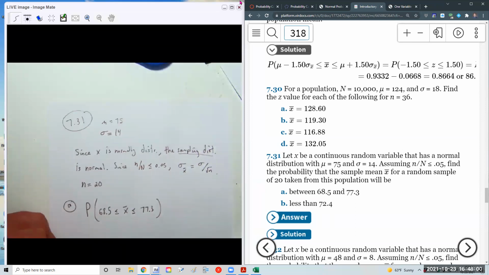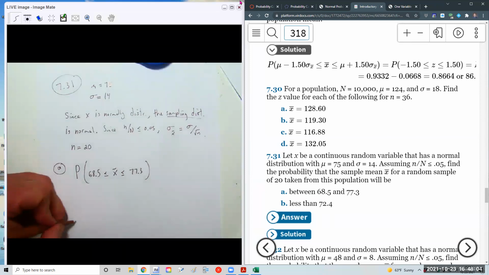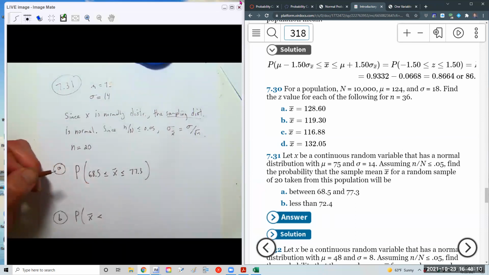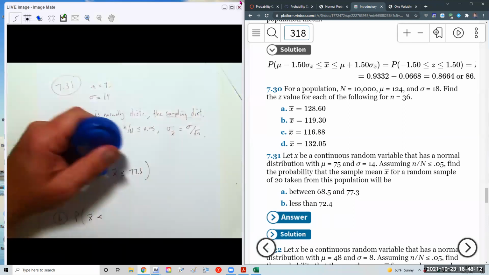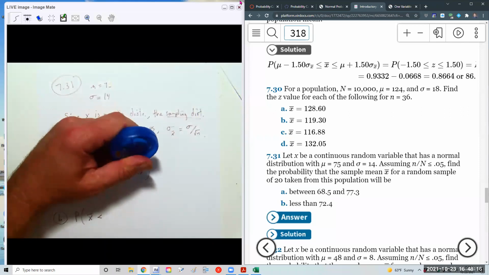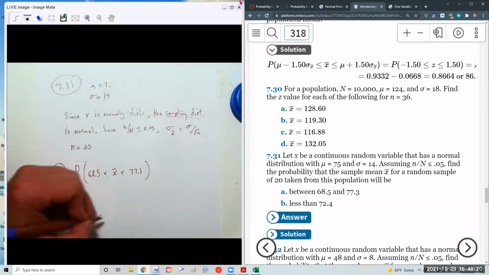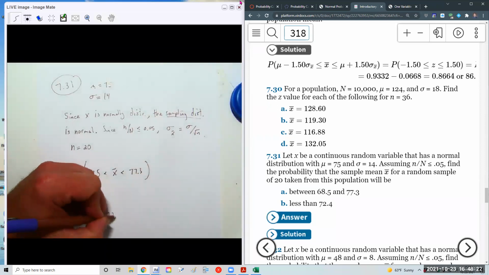And in part B, they want us to find the probability that x bar is less than, this just says between, not between and including, although those two things are equivalent. I'll just write down the right thing here. So this one, the probability x bar is less than 72.4.